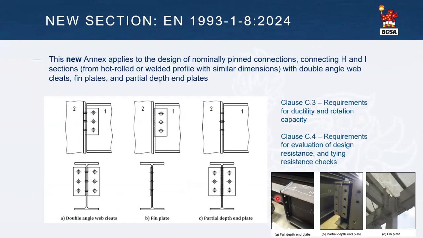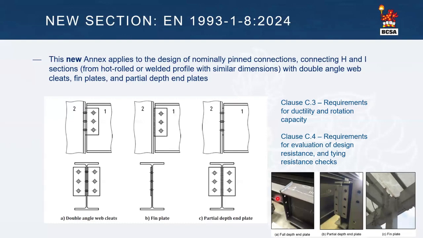Only one new section in Part 1.8, as I've already said, Annex D, for the design of nominally pinned connections. The guidance given in this annex follows the European design recommendations that have been published as an ECCS guide. The UK will likely continue using the Green Book as there is an NDP in Annex C that allows countries to give alternative rules to Annex C.